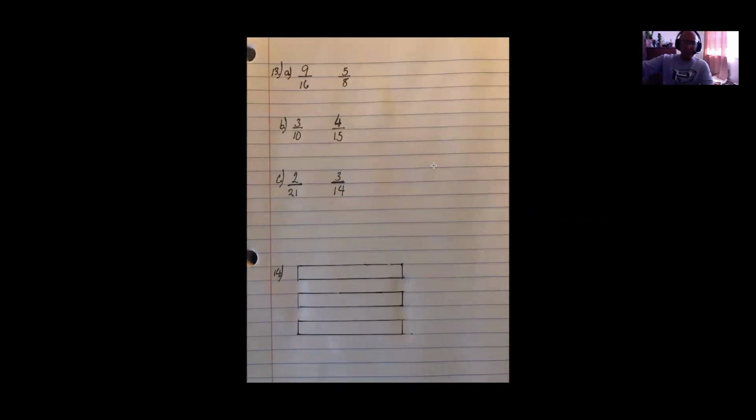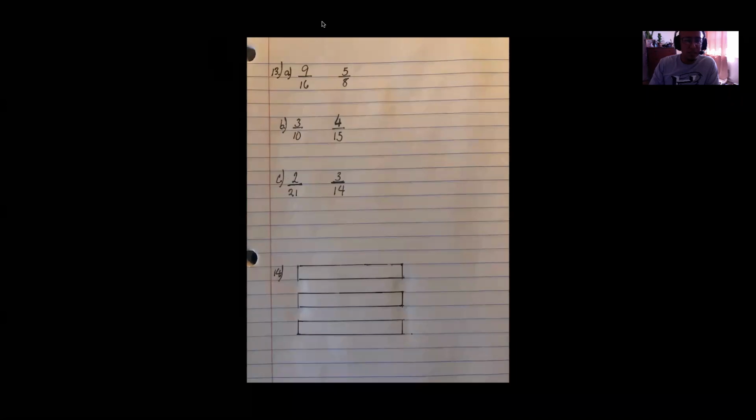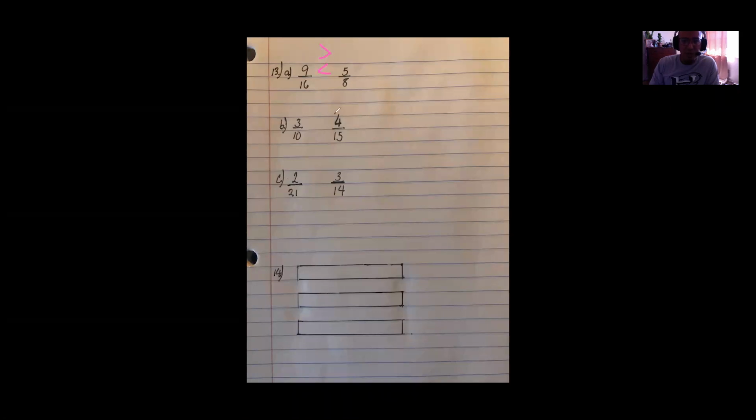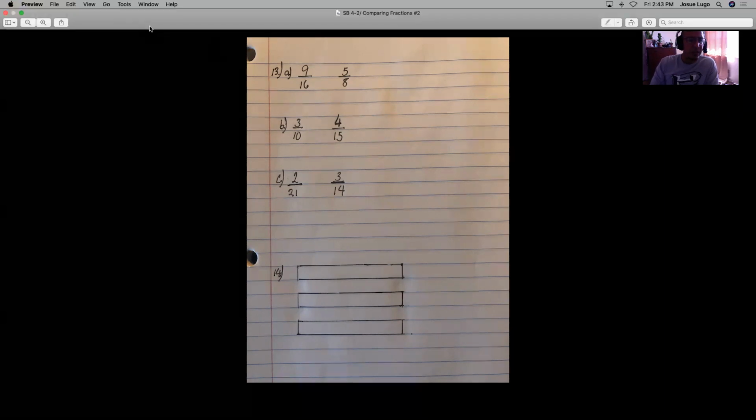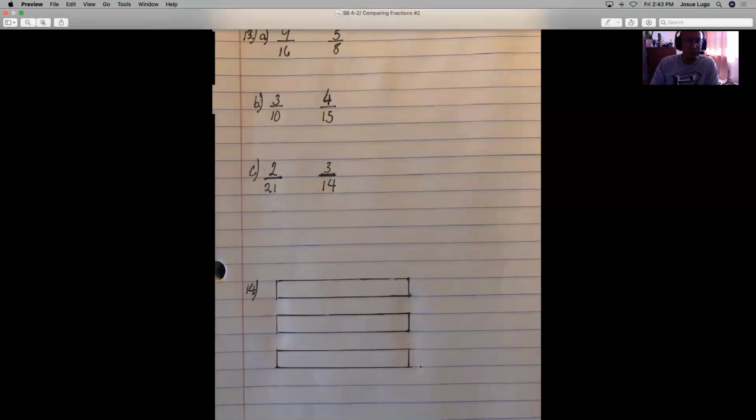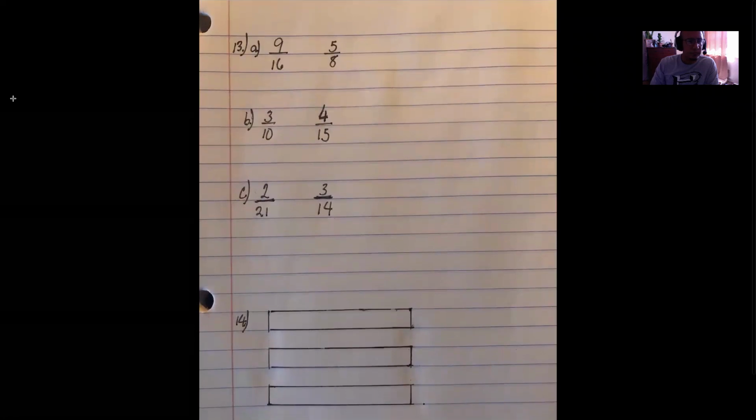So all I did is I copied number 13 onto my notebook, and we're asking ourselves, which of these two is greater? And we're going to use the greater than or less than symbol to express this. So we're just going to say which of these two is greater than the other. Okay, so let me zoom in a little bit more. And now there's two ways of doing this.